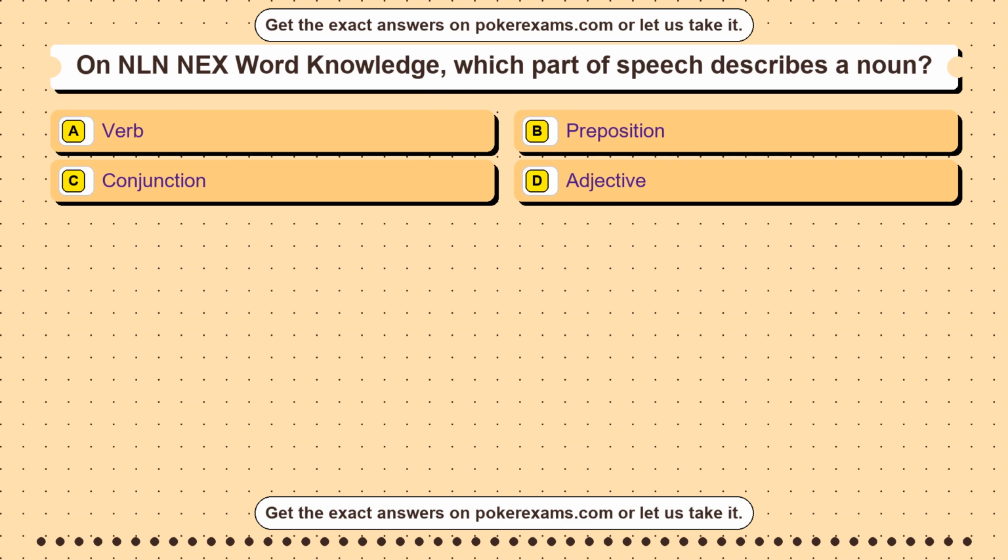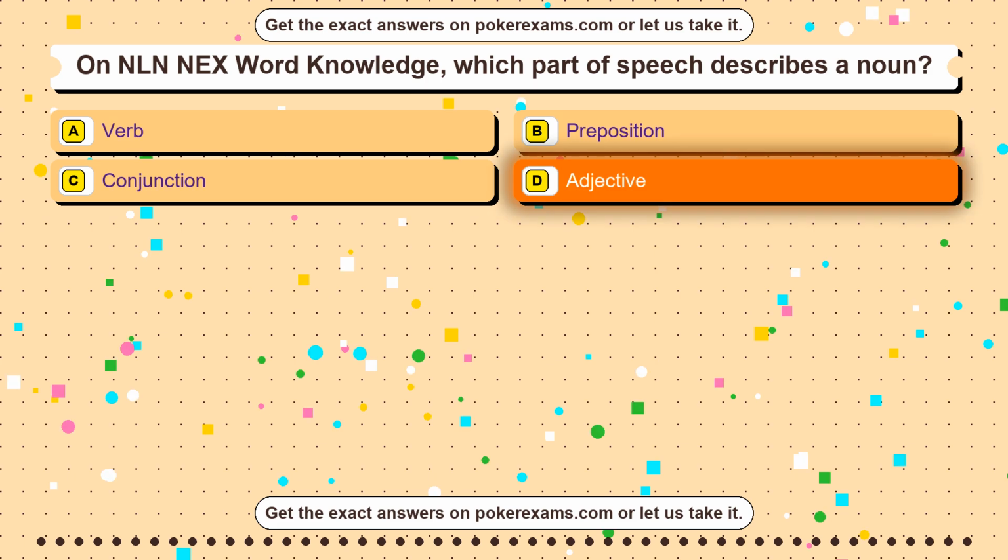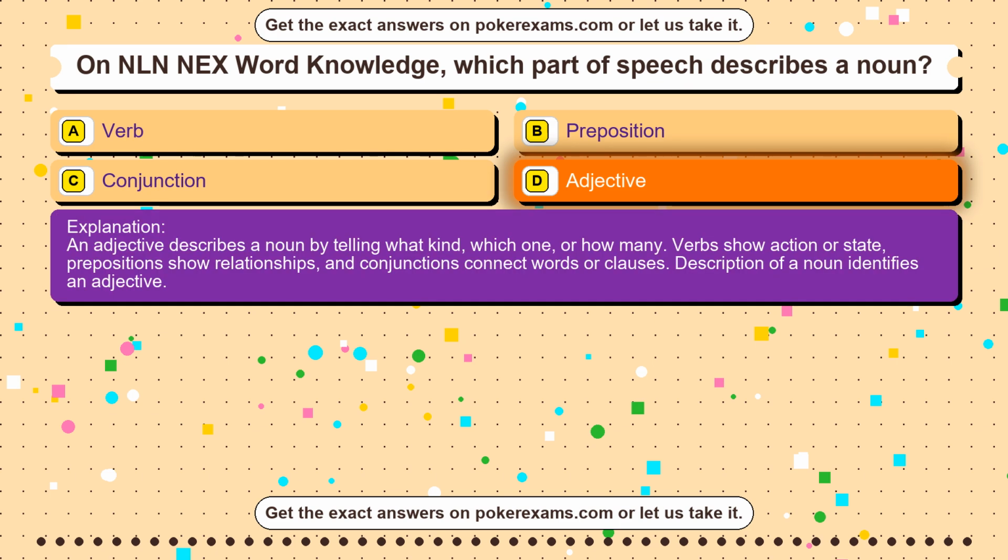Question 34. On NLN NEX Word Knowledge, which part of speech describes a noun? Option A, verb. Option B, preposition. Option C, conjunction. Option D, adjective. The correct answer is option D, adjective. An adjective describes a noun by telling what kind, which one, or how many. Verbs show action or state, prepositions show relationships, and conjunctions connect words or clauses. Description of a noun identifies an adjective.